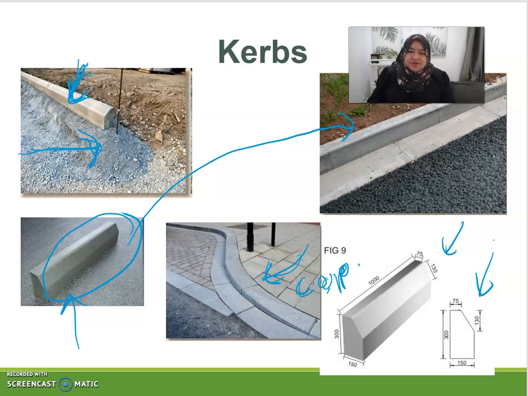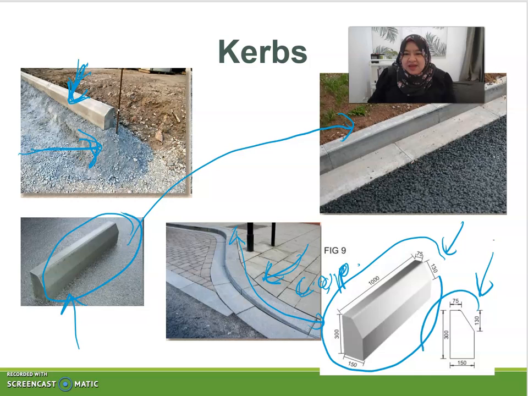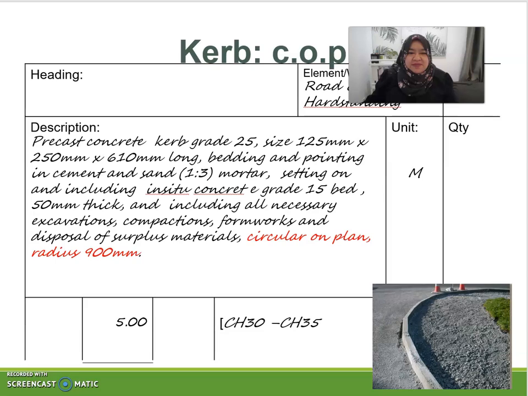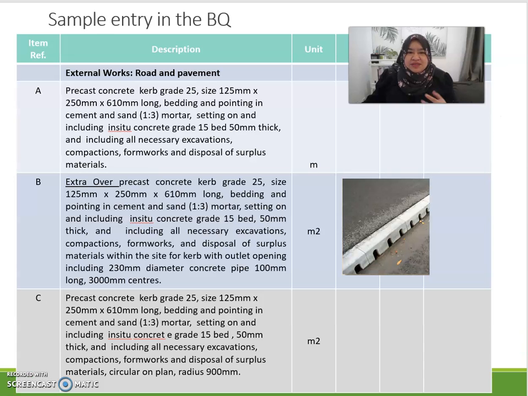And this is the item for extra over curb. It should be extra over, which means the curb is curved on plan. It should be clearly mentioned in your description, and this is normally how the supplier or manufacturer will give you information in the catalog, and it should be referred to the necessary standard or information given by the supplier. So this is an example of how you are going to describe it in your bills of quantities.